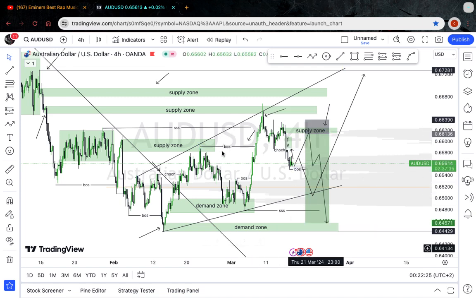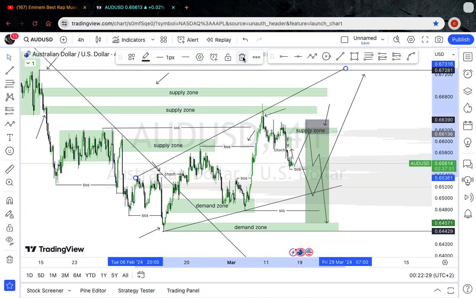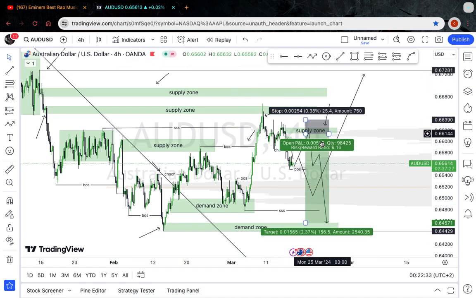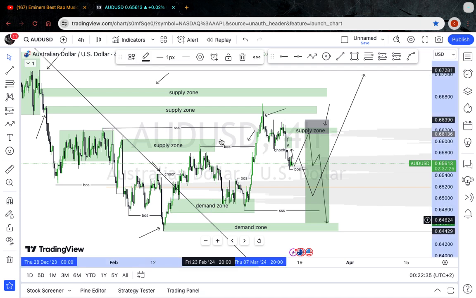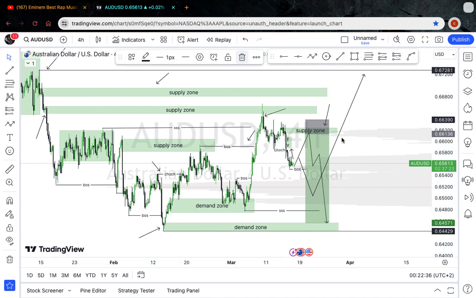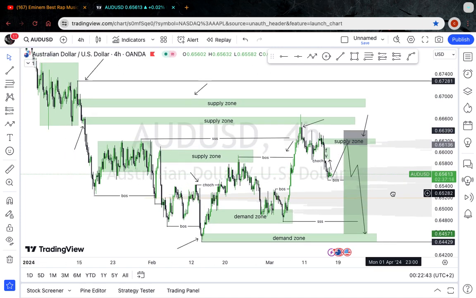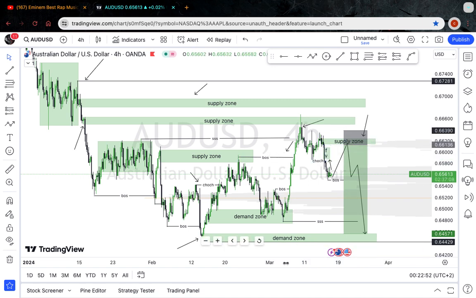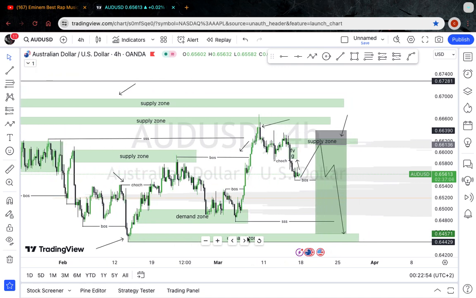But with us smart money concept traders, we are looking at a selling opportunity on that untested supply zone. So make sure that you monitor this setup for this week. Make sure that you give the market patience, wait for confirmation on the supply zone, and then that's where you can start looking for selling opportunities.